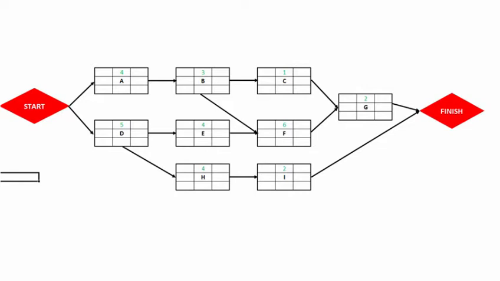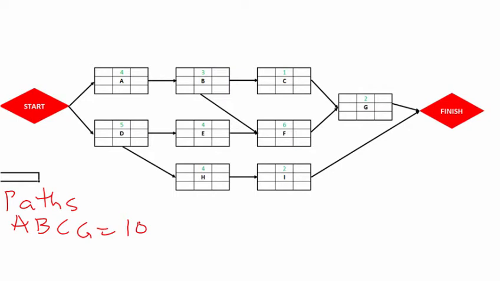We have paths A, B, C, G, and this gives us a total duration of 4 plus 3 plus 1 plus 2. You add the individual durations, that's the duration of the activities that make up paths A, B, C, G. These are called paths. So that gives us 4 plus 3, 7, 7 plus 1, 8, 8 plus 2, 10. And then which other path do we have?